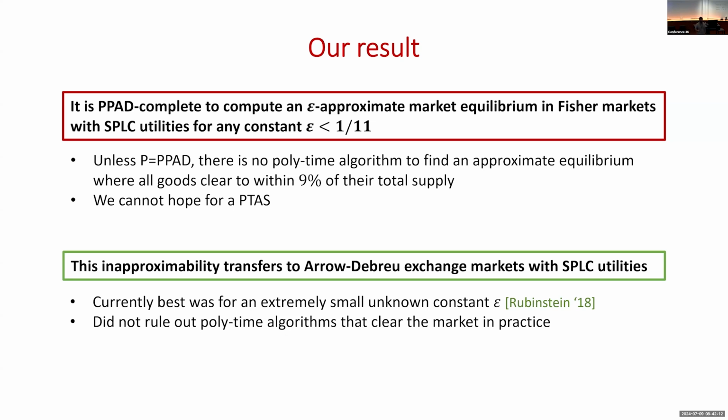And the state of the art at the time was a known inapproximability for a very, very small epsilon, which came from Rubinstein back in 2018, but this was an unspecified, very small constant. So for any practical reasons, this would still leave open the case of an approximation algorithm, even for a 0.001 approximation.